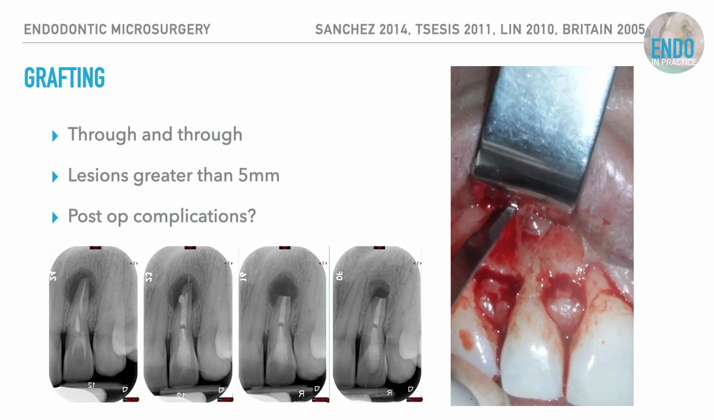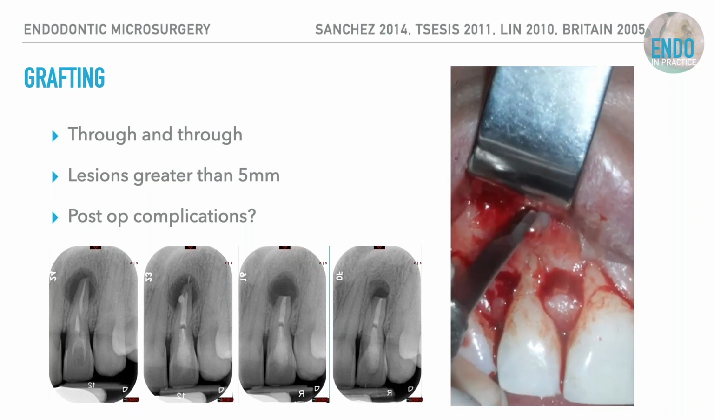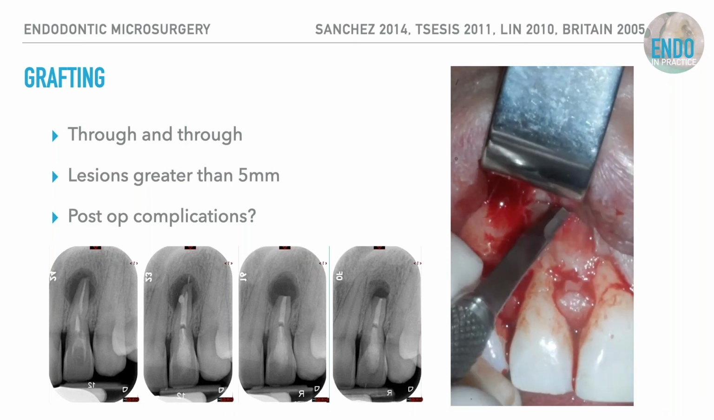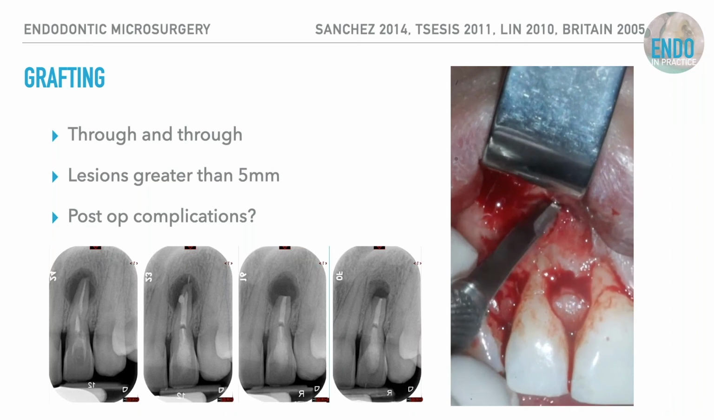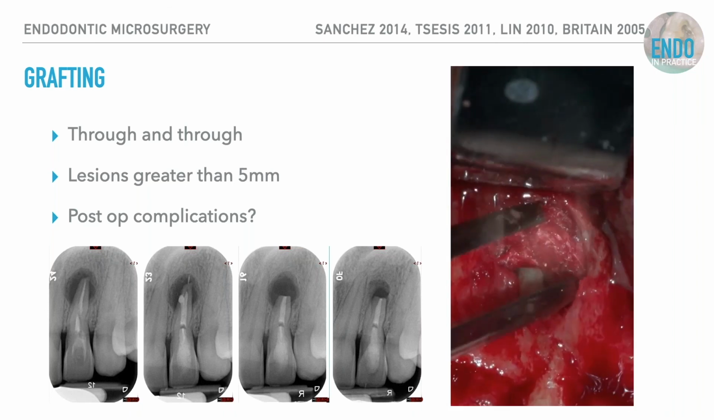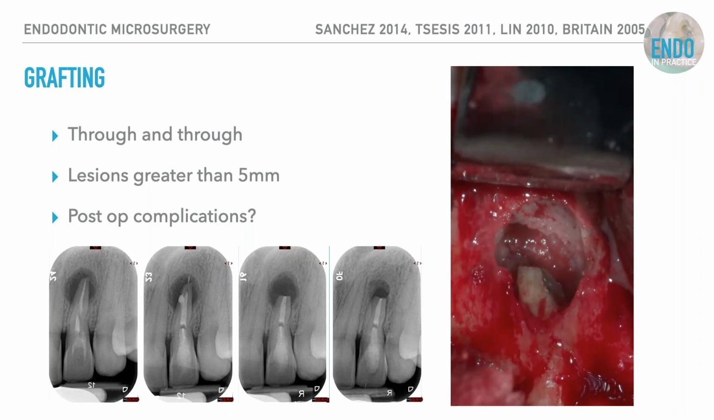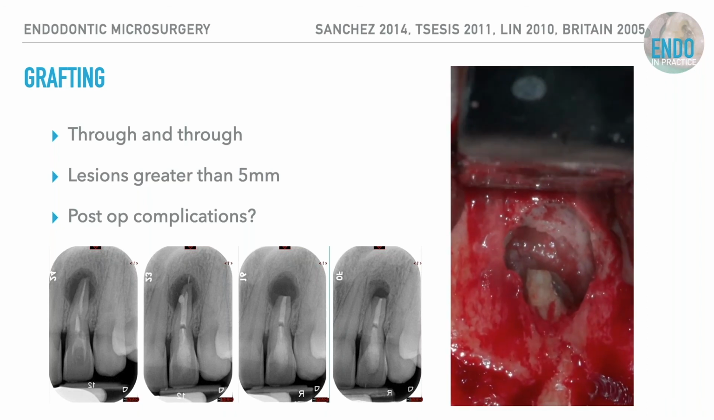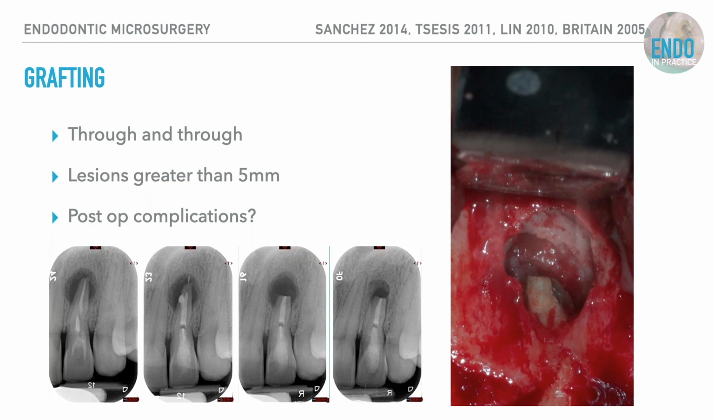And if you think about, I'll play this video, if you think about a crypt, it usually only has the labial surface missing. So that crypt is nicely contained, so you'll get a nice stable blood clot and you'll get healing. So fundamentally, from a biology point of view, I don't particularly see the advantage in grafting, except possibly when you're looking at a through and through lesion.